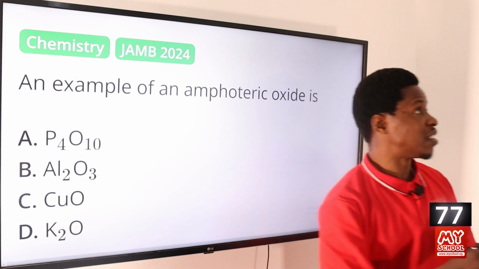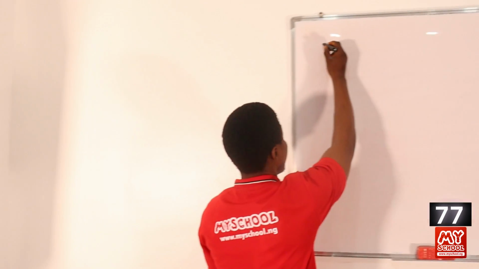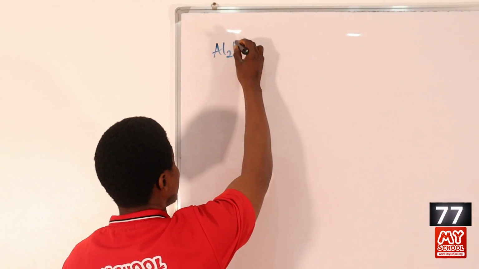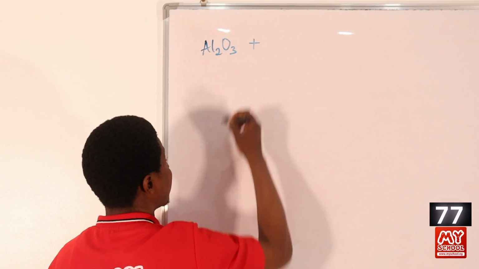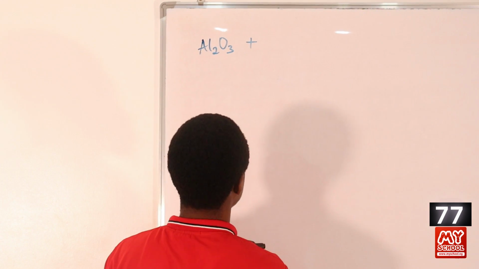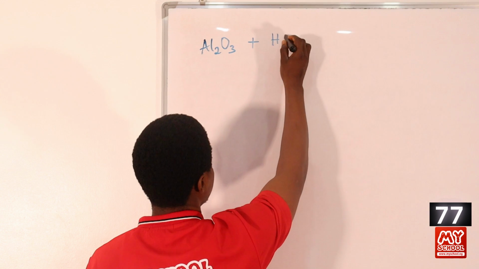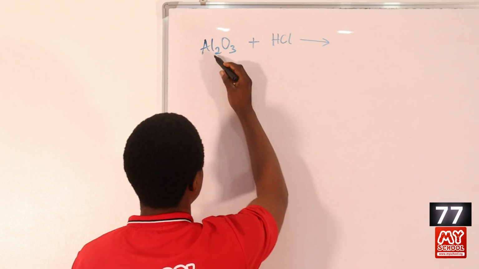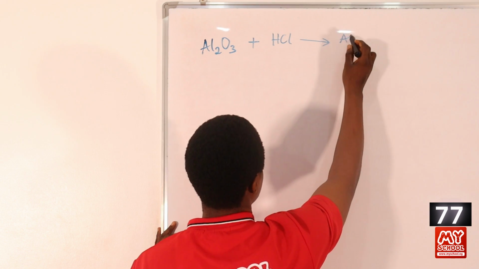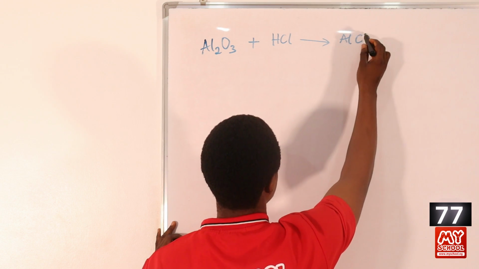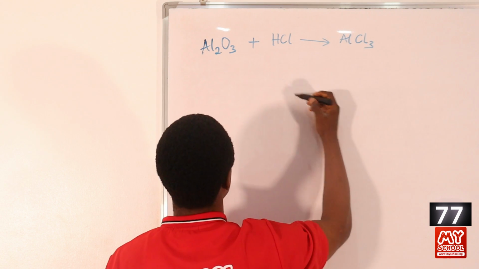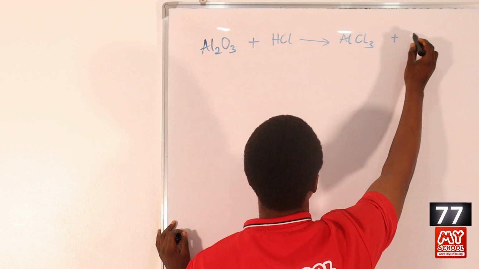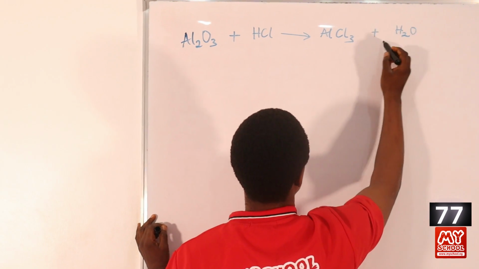Let's look at what happens. Al2O3, we said it can react with an acid. So let's have HCl here. If you have this, we have AlCl3 formed, that's the salt, and this is the water.